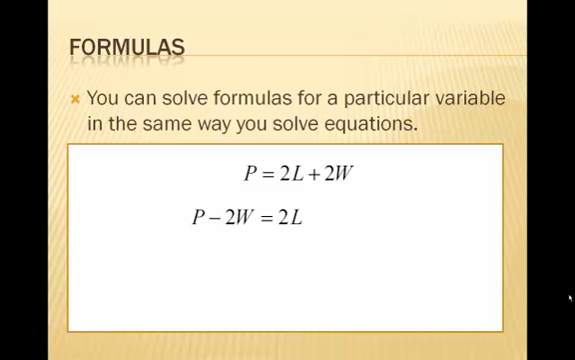All right, looks pretty good, but L is not completely all alone yet, so I'll continue. In my next step, I'll divide everything by 2. This will give me p minus 2w divided by 2 is equal to L. And even though I'm not done with a number, I technically have solved for L. This is because it's completely all alone now. So this formula has been solved for L.